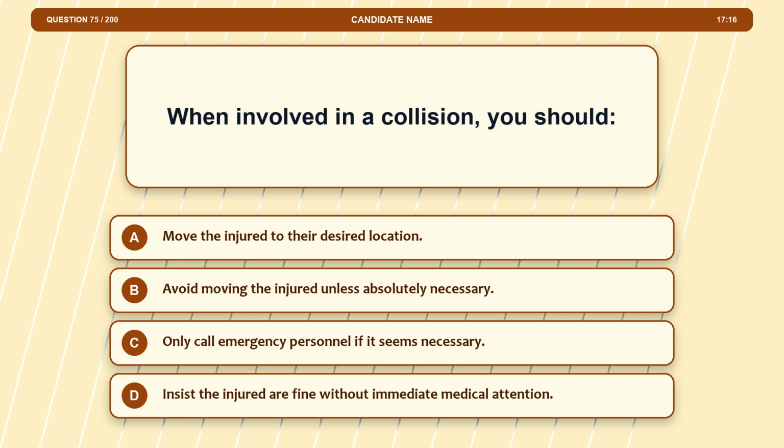Question 75. When involved in a collision, you should: Option A, move the injured to their desired location. Option B, avoid moving the injured unless absolutely necessary. Option C, only call emergency personnel if it seems necessary. Option D, insist the injured are fine without immediate medical attention.